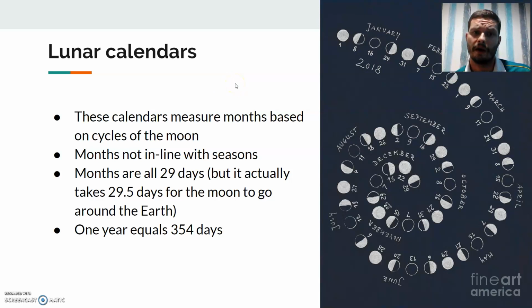Now, the other type of calendar is a lunar calendar. These calendars measure months based on cycles of the moon. With these types of calendars, months do not line up with the seasons. So spring does not necessarily fall in March every year. Months are 29 days, so the months have an equal number of days when we're using lunar calendars. 1 year equals 354 days, which of course you know is less than solar-based calendars.